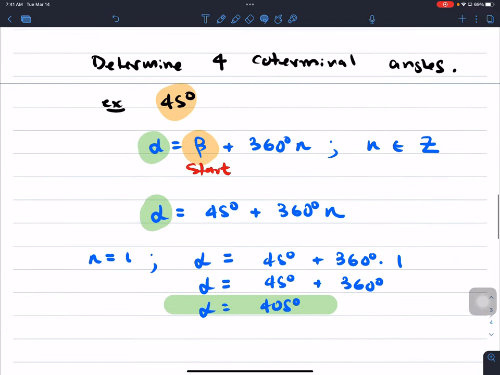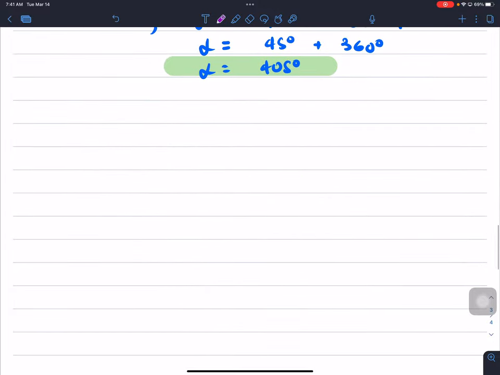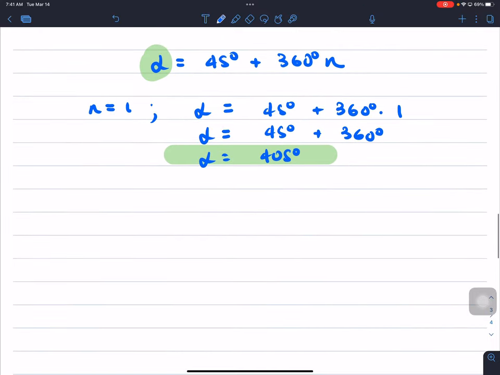So if I have to find coterminal angles, 45 degrees and 405 degrees, what do we know? They share the same terminal point. Now, what are the instructions? To find four. So this is only one. What would I do to find another, ladies and gentlemen? I could do a couple of things.